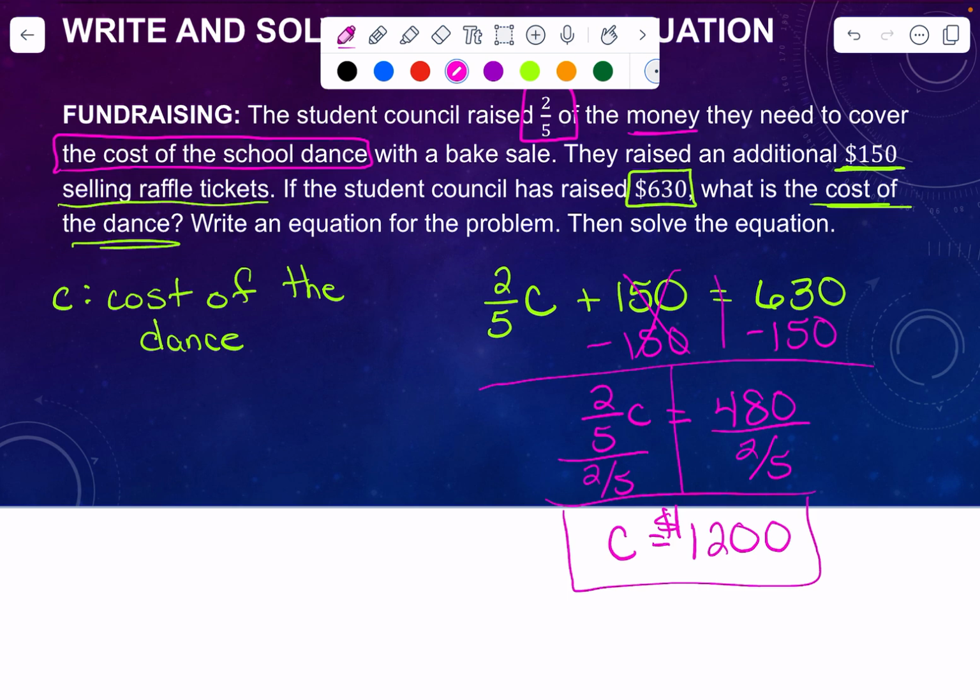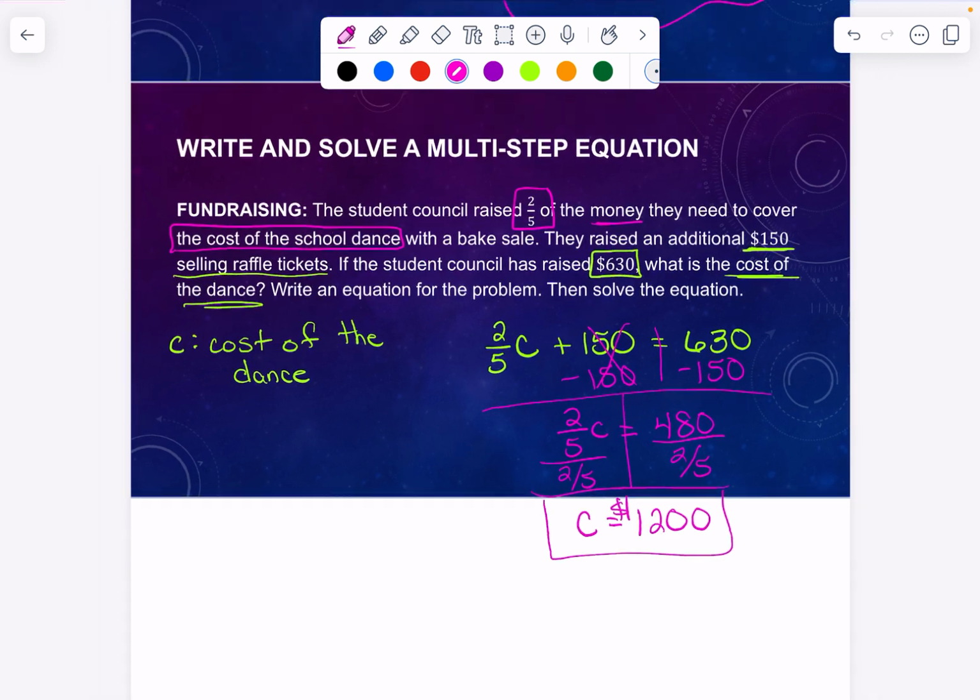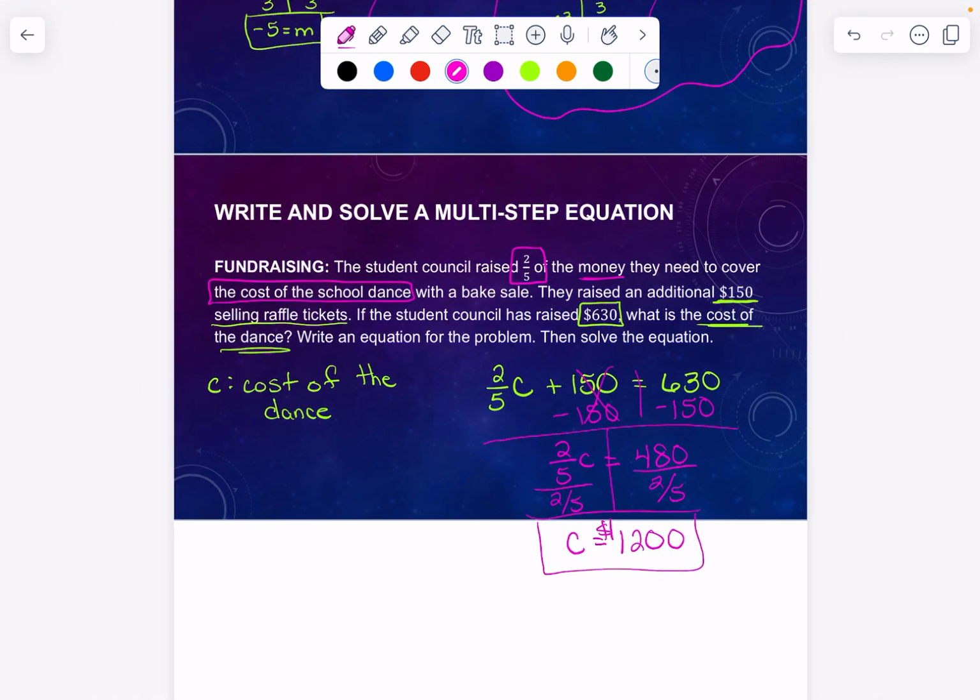So be prepared for seeing story problems as well. It's part of it, so just get used to seeing that. And that is multi-step equations.